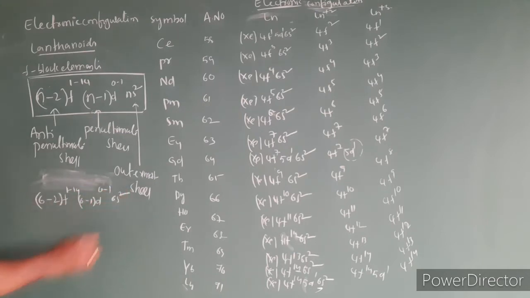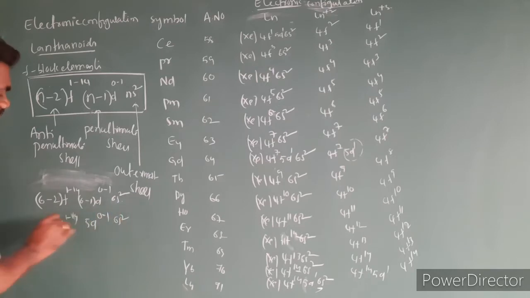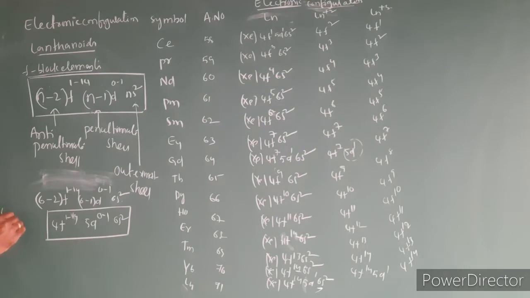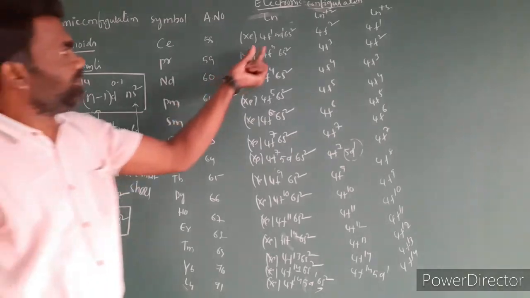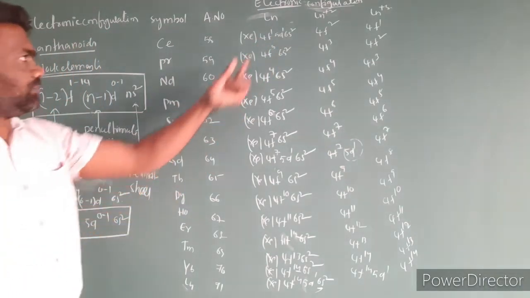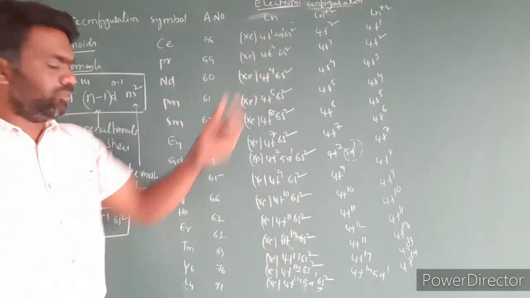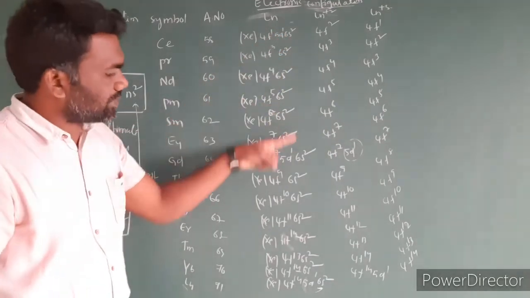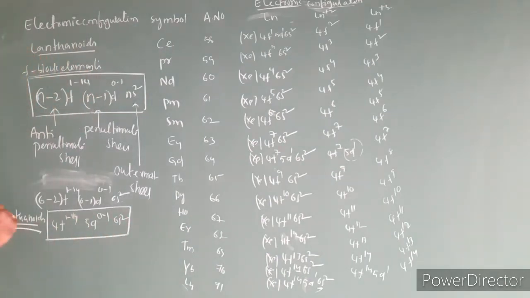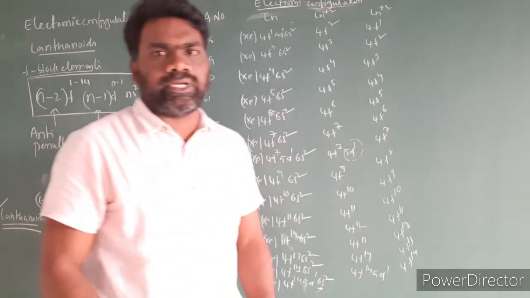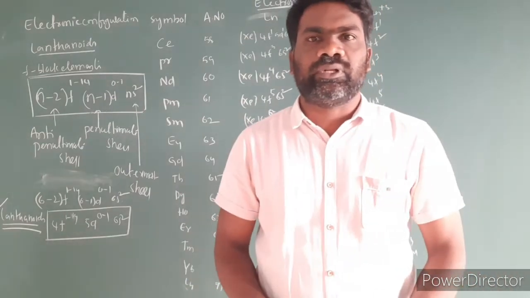N is equal to 6, so 6s2. Then 6 minus 2, that is 4f 1 to 14, then 6 minus 1, 5d 0 to 1, and 6s2. Look at this. This is the general electron configuration of lanthanides. So we have the 4f orbital, the 5d orbital, the 5d electron may be 0 to 1, and almost all have 6s2 electronic configuration.